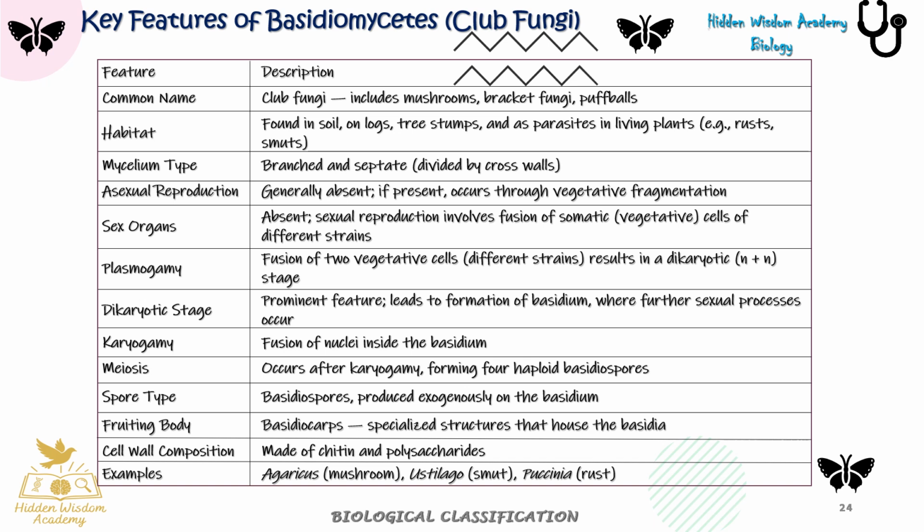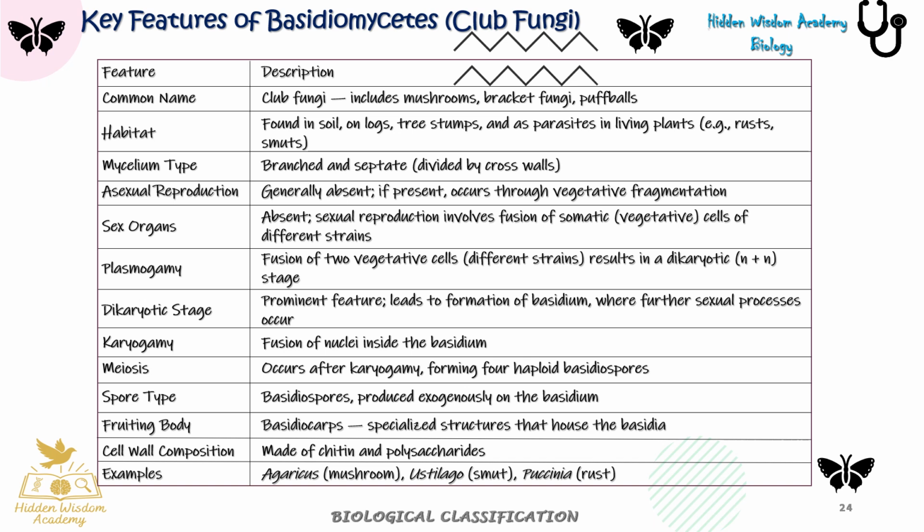Plasmogamy: fusion of 2 vegetative cells of different strains results in a dikaryotic, N+N, stage. Dikaryotic stage: a prominent feature that leads to formation of the basidium, where further sexual processes occur. Karyogamy: fusion of nuclei inside the basidium. Meiosis occurs after karyogamy, forming 4 haploid basidiospores. Spore type: basidiospores, produced exogenously on the basidium.